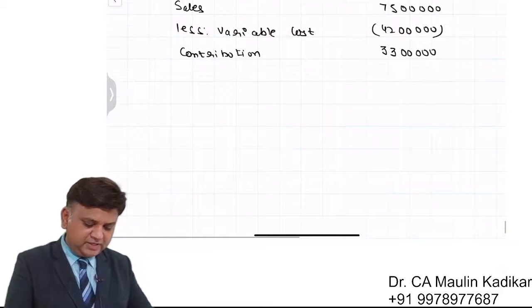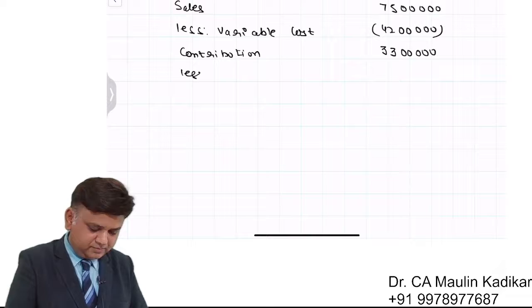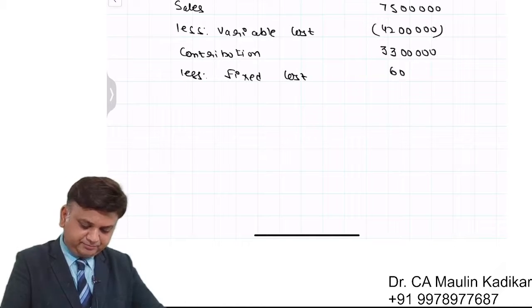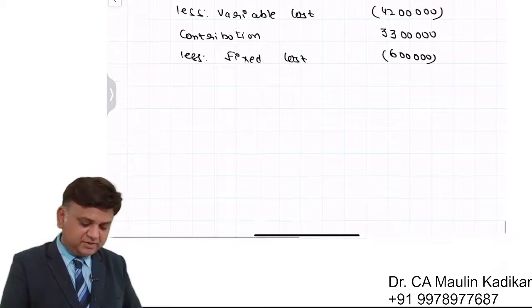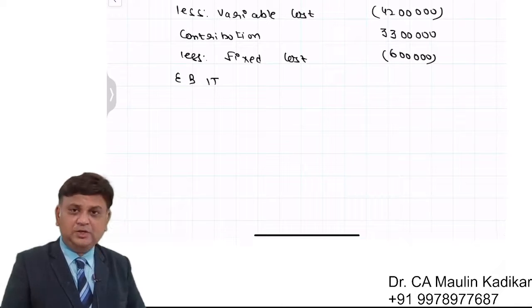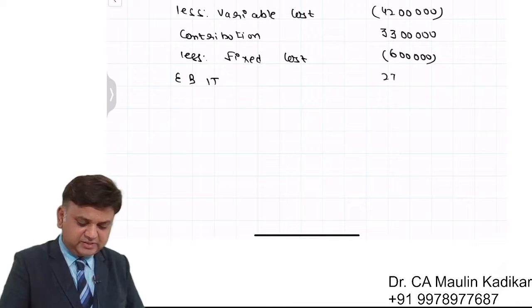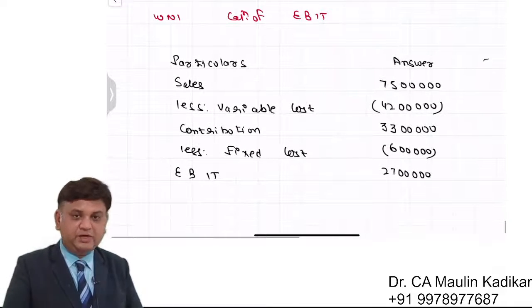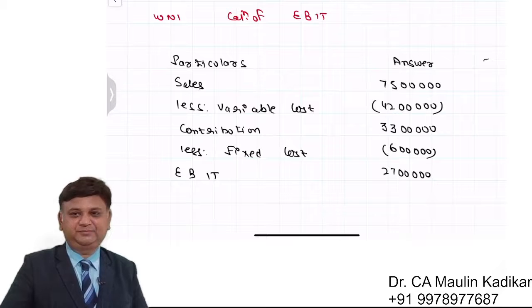And from that we deduct fixed cost. Amount of the fixed cost is provided to us, an amount of 6 lakhs. So that will give us earning before interest and taxes. 33 minus 6, that comes to 27 lakhs. This is the way we compute the operating income.